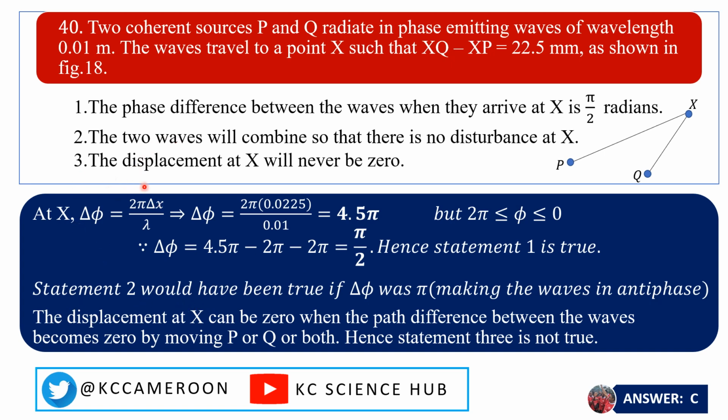Statement 3 says the displacement at x will never be 0. That's not true. It's possible to get a displacement at x to be 0. How? Well, if I can move P or move Q or move both of them, such that the path the waves take to travel from P to x is equal to the path the waves take to travel from Q to x, boom, I get a point where the displacement will be 0. All right, and so that's it. So statements 2 and 3 are wrong. So our answer here is C.